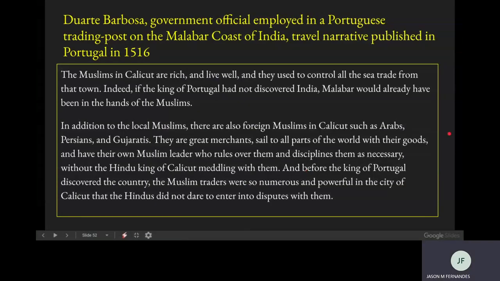Now, we'll close with one more primary source, one more textual source from 1516, right? So as the Portuguese arrive, and kind of see the transition that's happening, but he does a good job of laying out what was going on before they got there. So again, pause it, take a second to read through this.